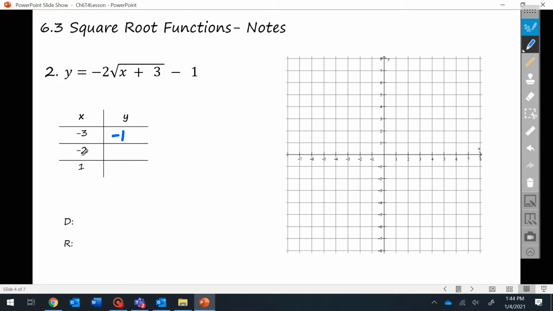Alright, let's plug in negative 2 next. So negative 2 plus 3, that is 1, so square root of 1. So negative 2 times the square root of 1 minus 1. Square root of 1 is 1, so negative 2 times 1 is negative 2, minus 1 is negative 3.